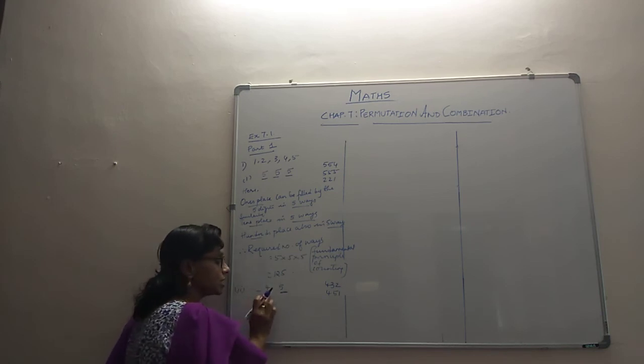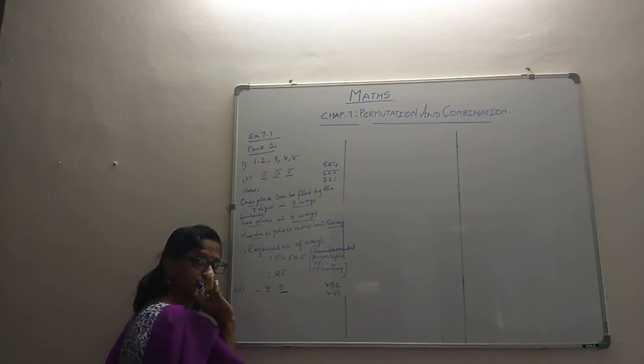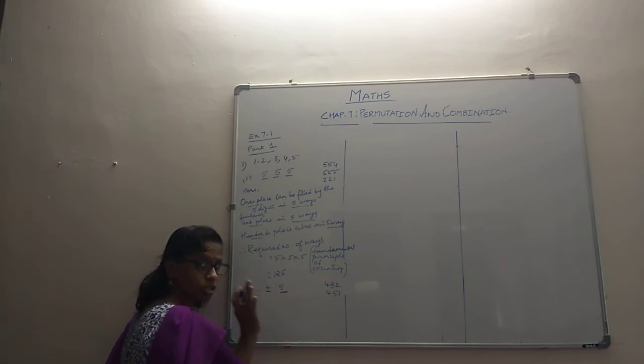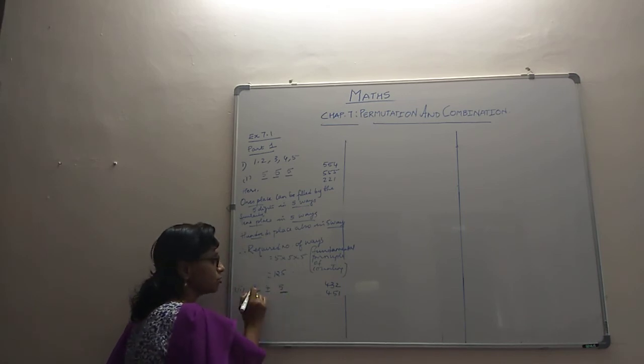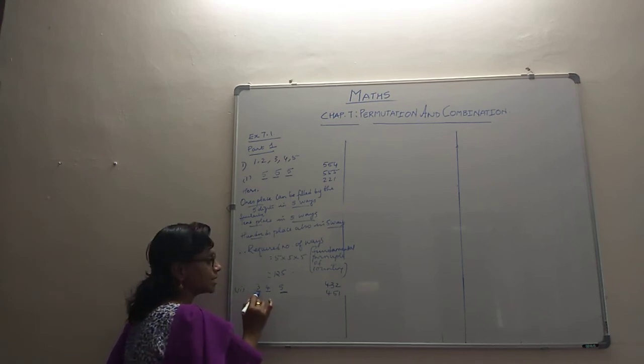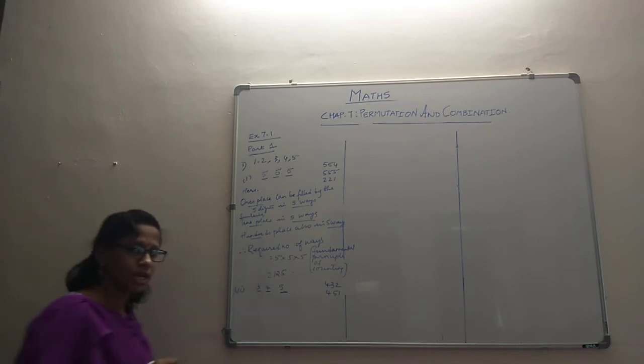Again, whatever digits we have used here and here, we cannot use here, so that will reduce our choice by 1 again. So 2 choices are reduced from the total. There are 5 choices, out of which 2 have been used, so here we have a choice of only 3 digits. Like that, this number can be formed in 3 into 4 into 5 ways. That's how we form the next case.